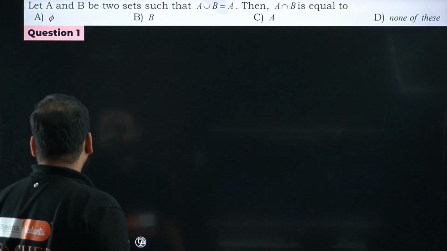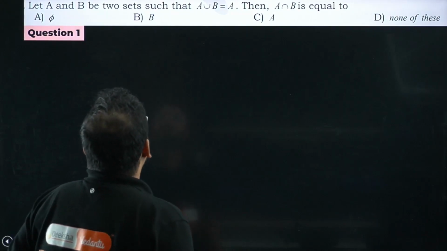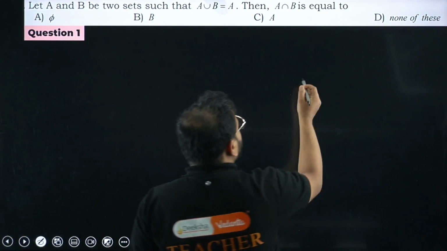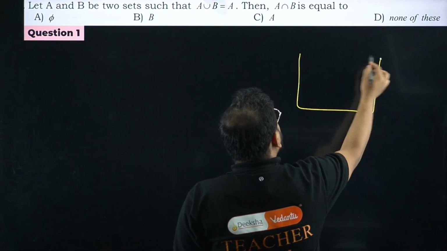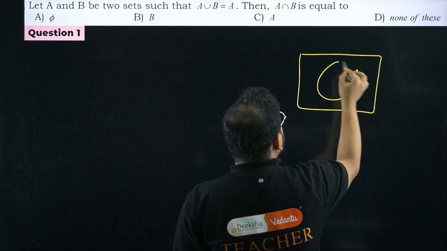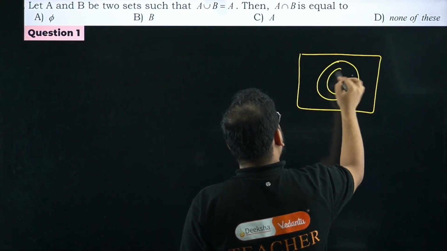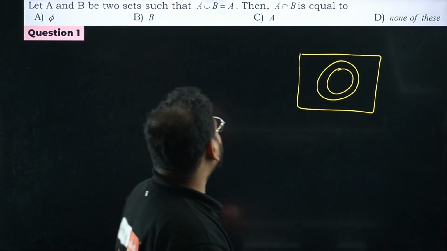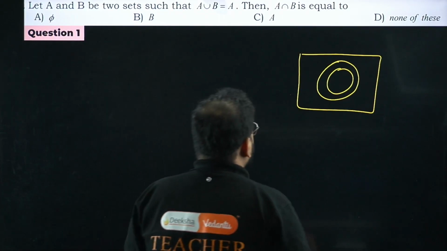Let A and B be two sets such that A union B is A. A union B is A means what, bacha? Let's say I have set A like this and set B over here. A union B is nothing but set A only. It means B is a subset of A.